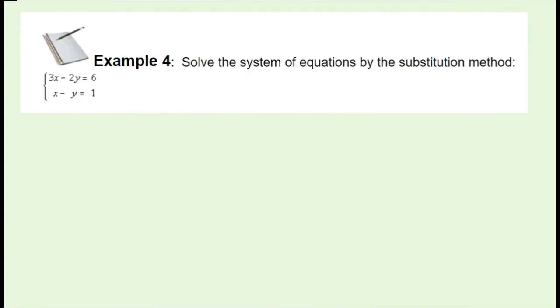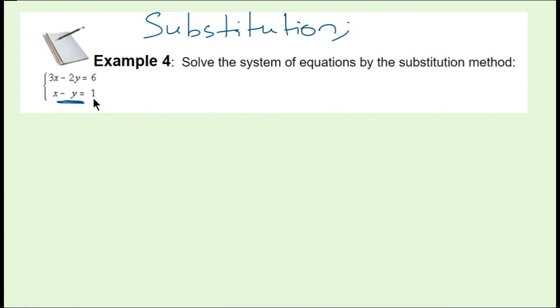Now let me show you an example. Such things are learned by solving examples. So let's have a system like this: 3x minus 2y is equal to 6 and x minus y is equal to 1. Now how can I find the solution? Substitution method here. Let's solve for x.